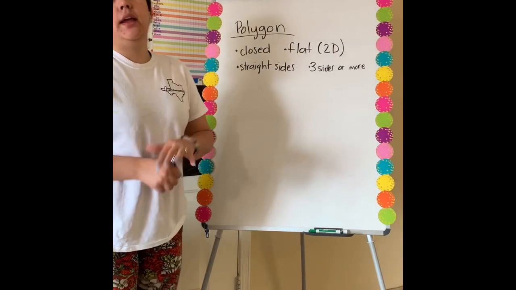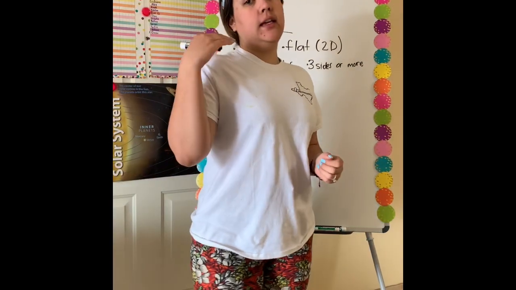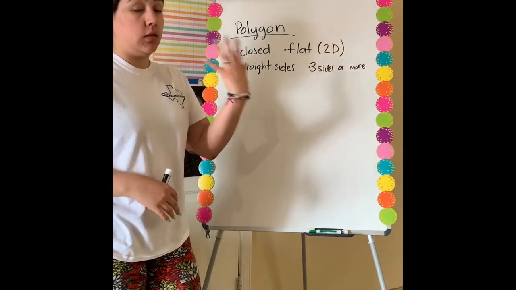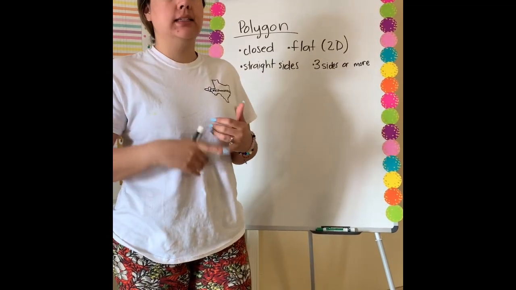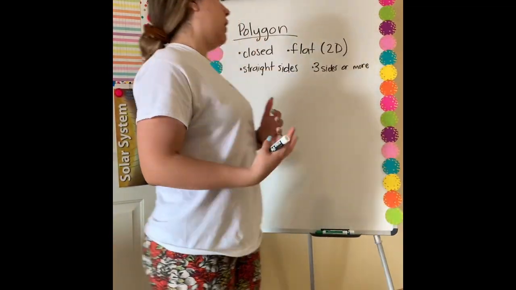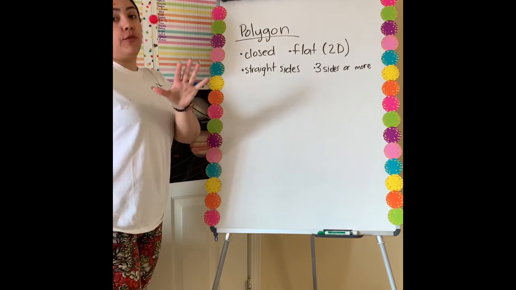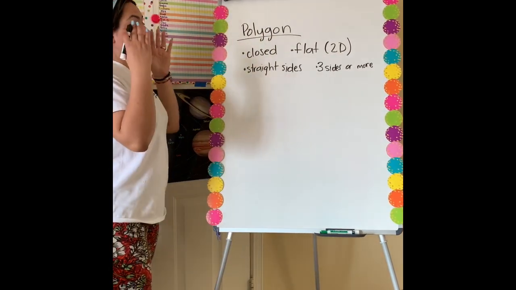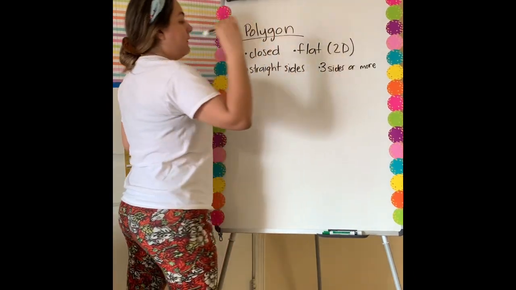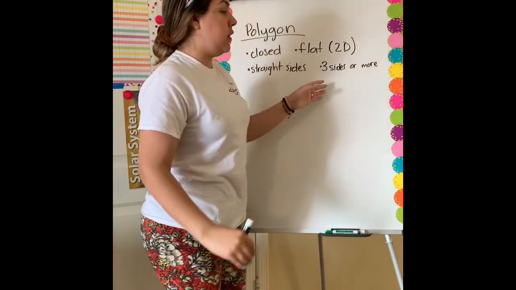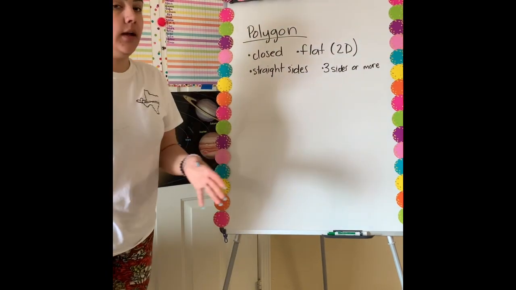Hi guys, so in this video what we're going to be covering is the different types of polygons, whether they're regular or irregular, but more in depth as in the sides and what the shape is called, okay? So just a brief reminder, a polygon is a shape that is closed, that is 2D, that has straight sides and has 3 or more sides, okay?